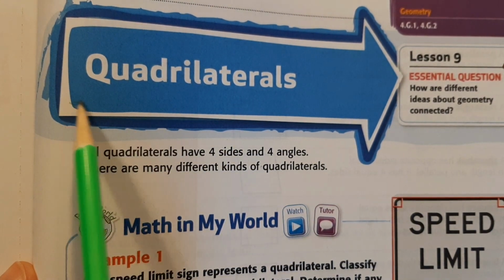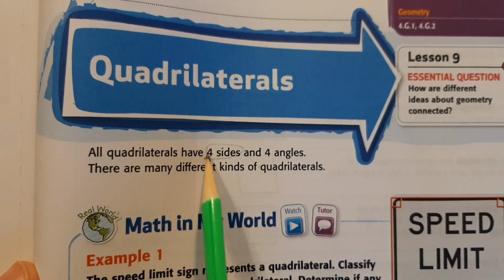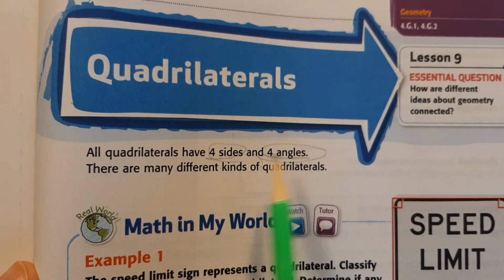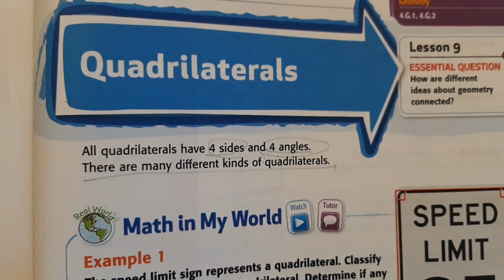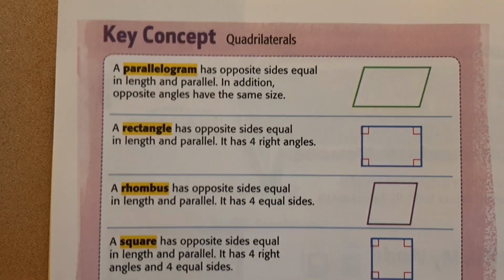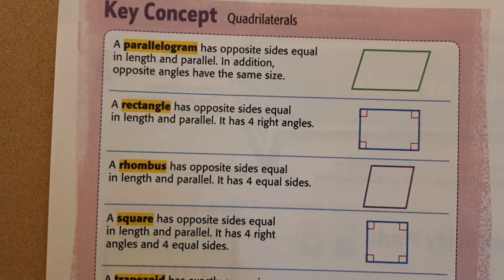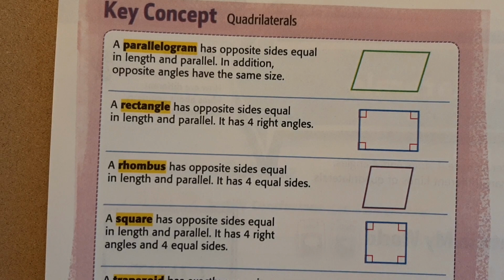Today we are talking about quadrilaterals. All quadrilaterals have 4 sides and 4 angles, but there are many different kinds of quadrilaterals. So today we're going to skip this page. I want you to turn over to page 926, and this is going to be an important diagram for you to memorize, for you to refer to.